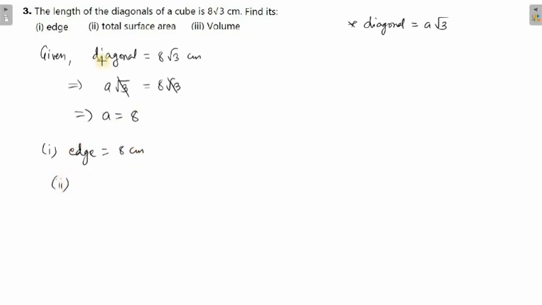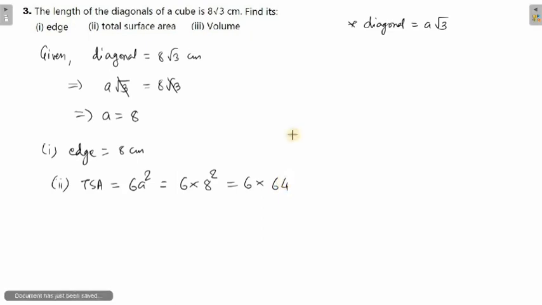Number 2, you are asked to find the total surface area. The total surface area formula is 6a square, isn't it? So 6 into a is 8, so we have 8 square. So 6 into 64, right? So 6 into 64 will be equal to 384. Since this is the area, your unit is going to be centimeter square.